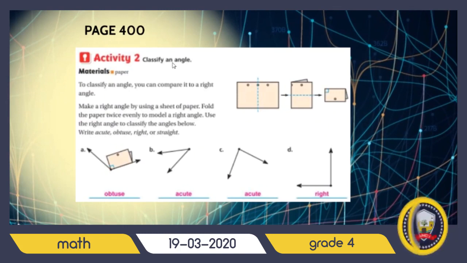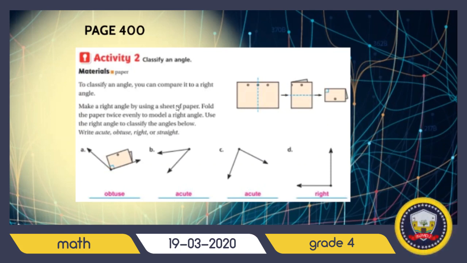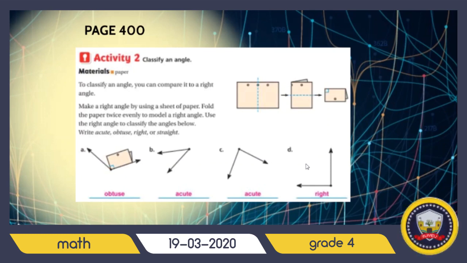Let's check activity 2 on page 400. It says classify an angle. To classify an angle, you can compare it to a right angle. So actually we will consider the right angle. Good job. Okay, so is it right, acute, obtuse, or straight? Remember my angles. Okay, remember right angle first. Which one shows a right angle? Good job. D, right? So D shows a right angle.